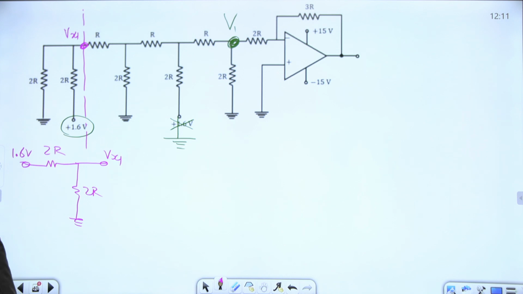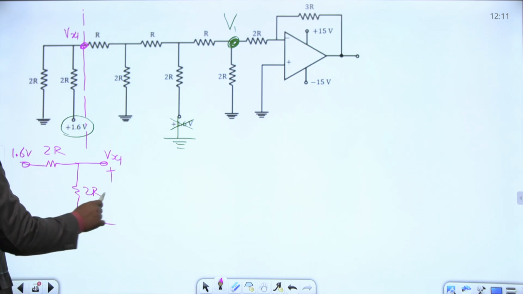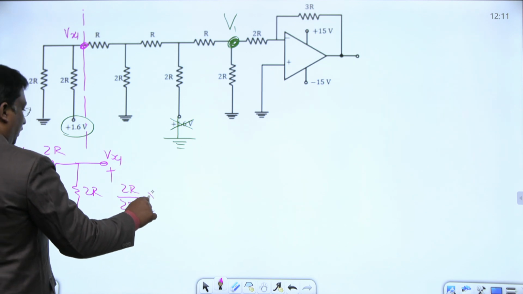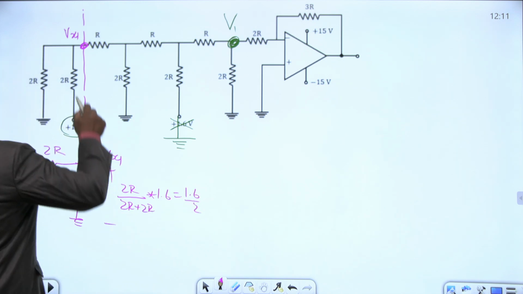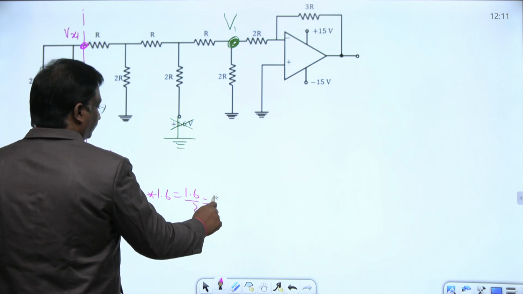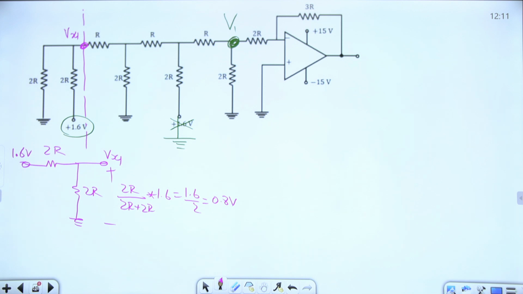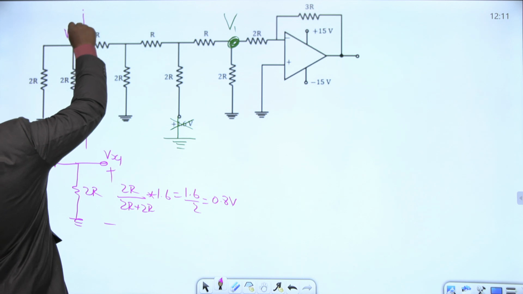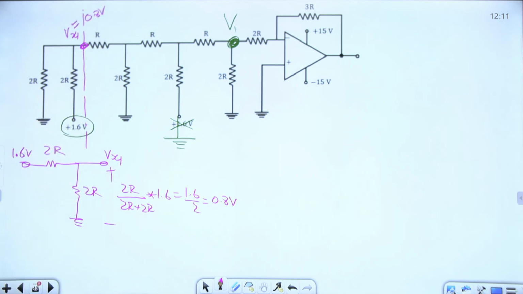I am trying to find the Thevenin equivalent, that's all. Both resistors are connected in series, so by the voltage division rule, the voltage is equally divided: 2R by 2R plus 2R into 1.6, which is 1.6 divided by 2. This voltage Vx1 is nothing but 0.8 volts. Clear? This Vx1 we got is 0.8 volts.